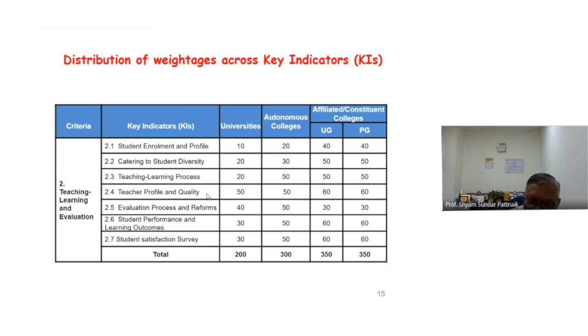Then teacher profile and quality, definitely it is a parameter. If your teacher is good, a PhD, research oriented, quality oriented, looking into new aspects, dynamic, learning things with time, then obviously the teaching-learning will automatically be taken care of. So if the teacher profile and quality is good, then we accept that these teachers cannot deliver a substandard teaching-learning experience. So therefore, the teacher profile and quality is very highly weighted.